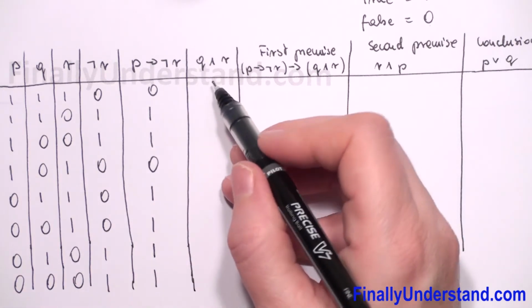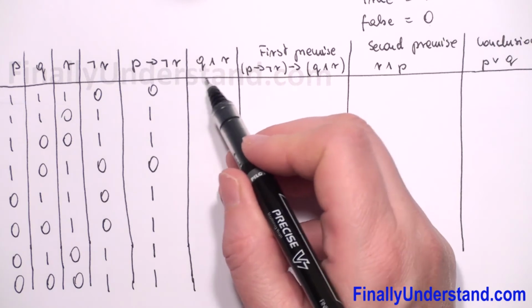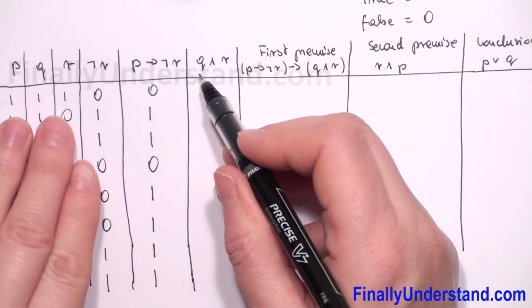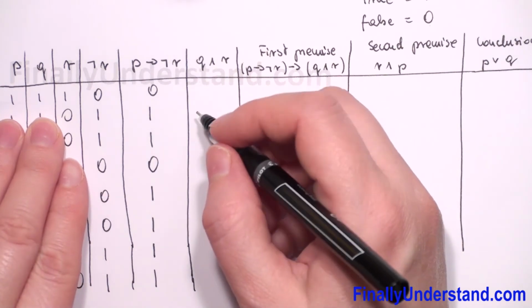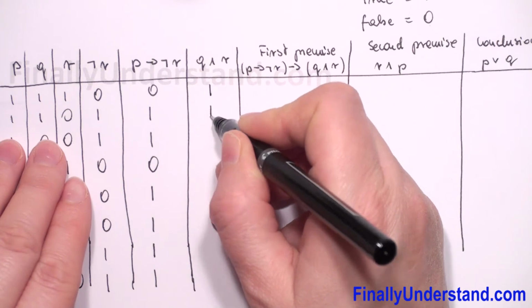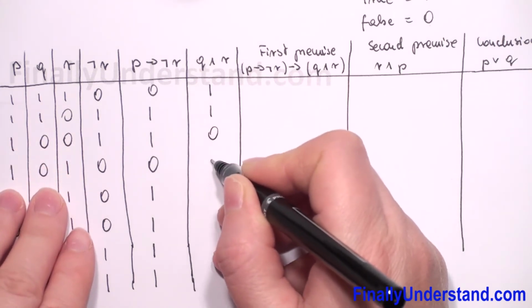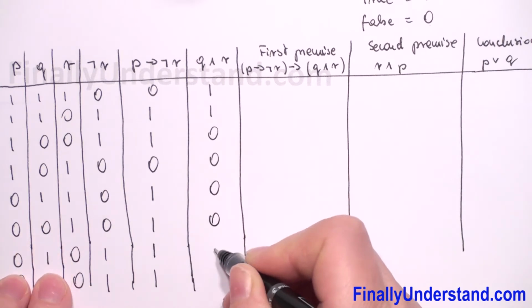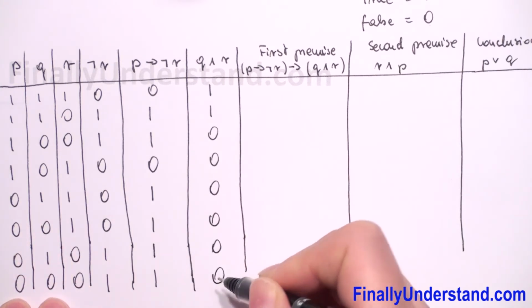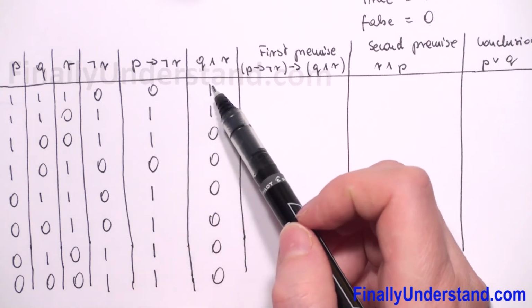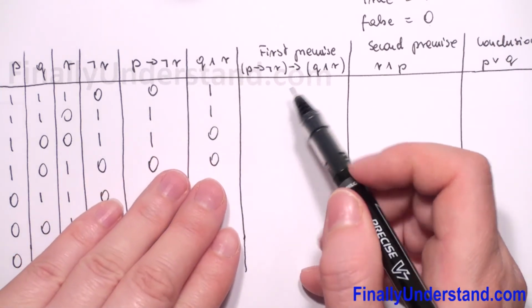Next, we have a conjunction, and a conjunction is true only when both statements are true. We have Q and R simple statements, so we have 1 and 1, so this is 1, 1, 0, 0, 0, 0, 0, 0.